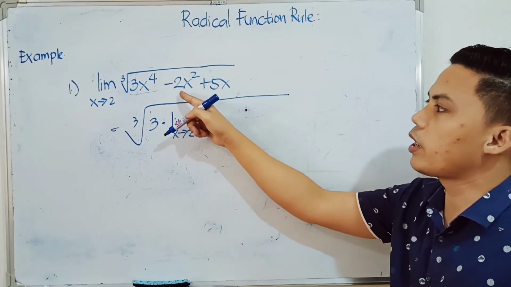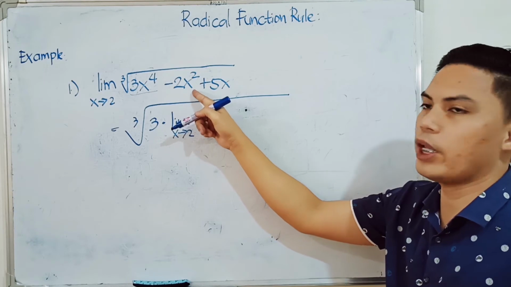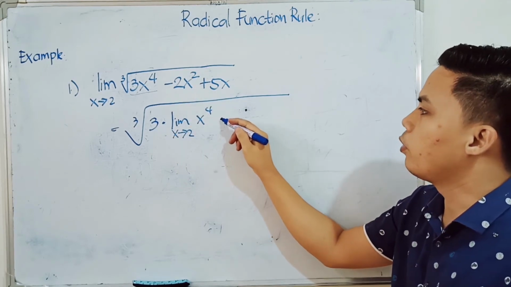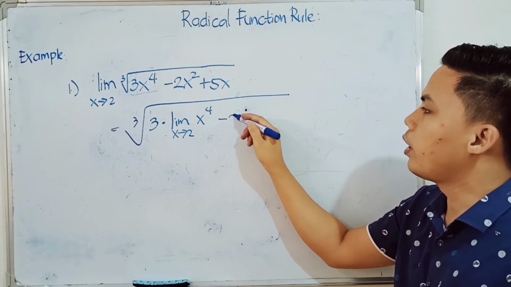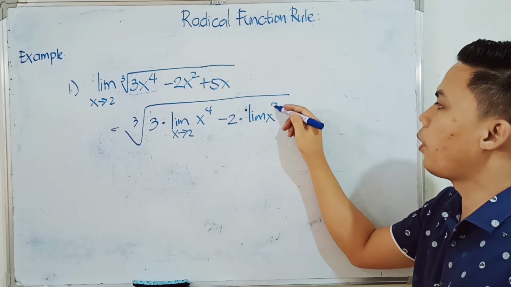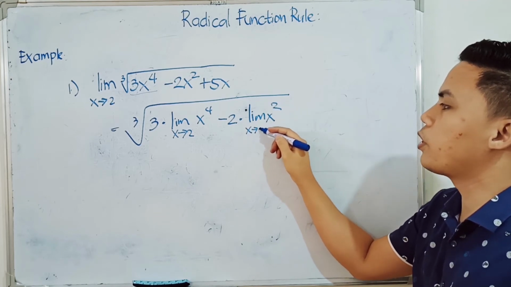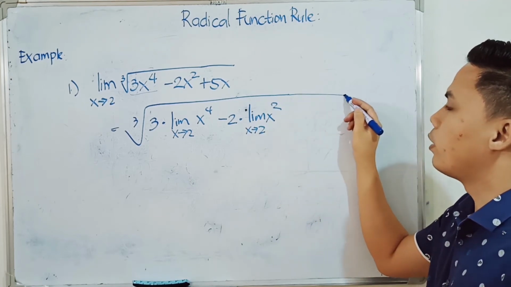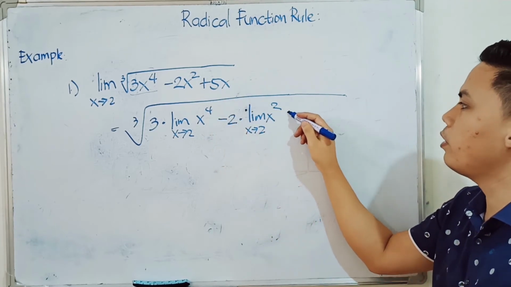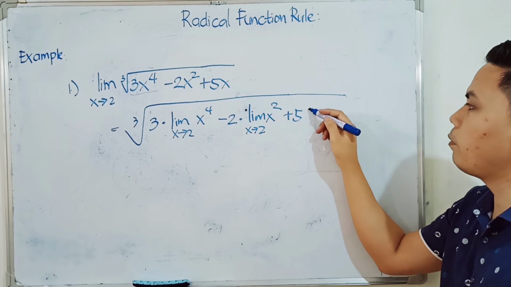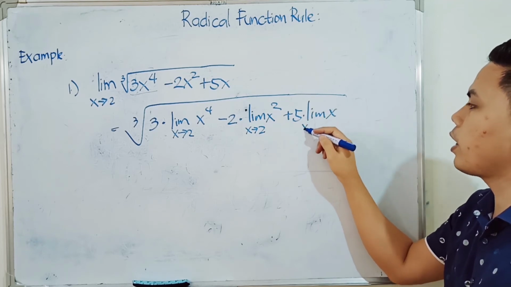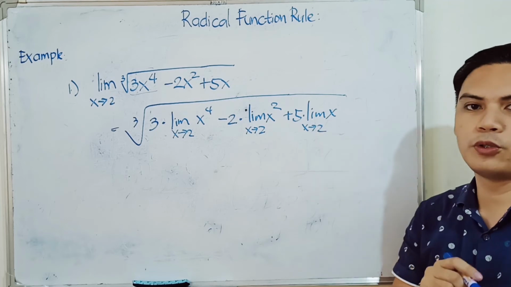Next, ito namang second term natin na negative 2x squared. Again, yung negative 2 natin is still a constant. So ipa-factor out lang natin siya. Negative 2 times the limit of x squared as x approaches to 2. Then finally we have 5x. So same pa rin. So factor out natin yung 5 times the limit of x as x approaches to 2.